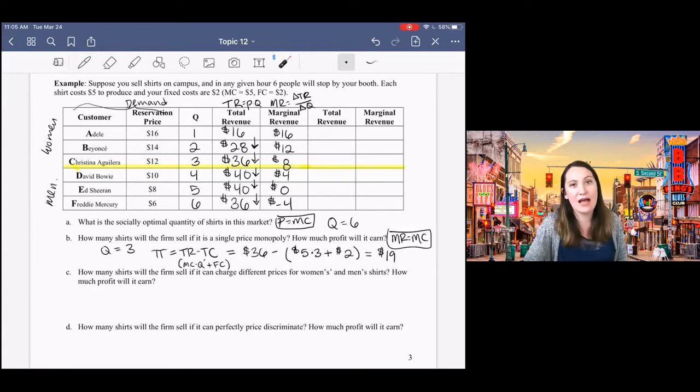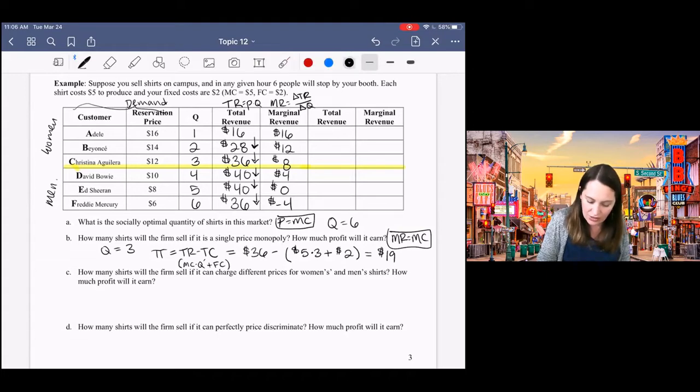We only need to recalculate total revenue and marginal revenue for the second group of consumers, in this case the men, because these people are no longer the fourth, fifth, and sixth consumers. They're the first, second, and third consumers in that group. So our total revenue, treating the men as a separate group, will be 1 times 10, that's 10, 2 times 8 is 16, and 3 times 6 is 18.